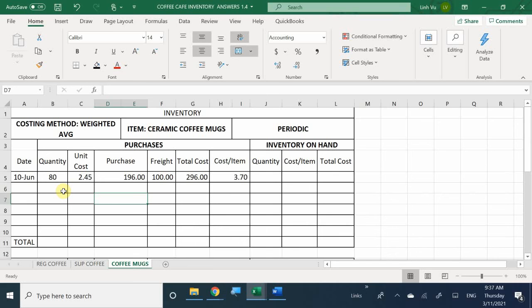So in this case, we don't need to deal with our coffee mugs just yet. All we are looking for is just keeping track of all the purchases that we make. Right? So what should be next?